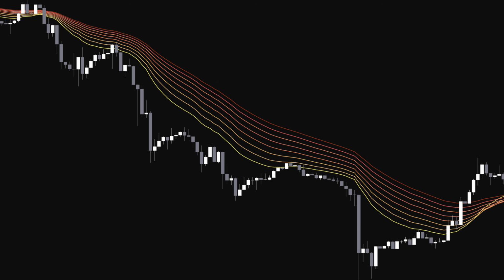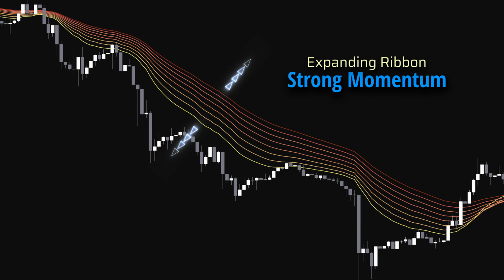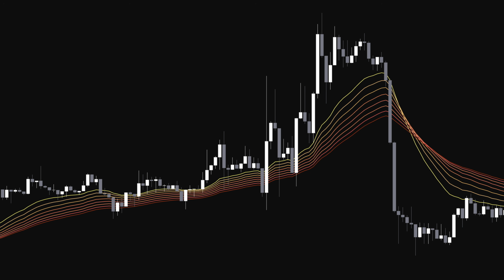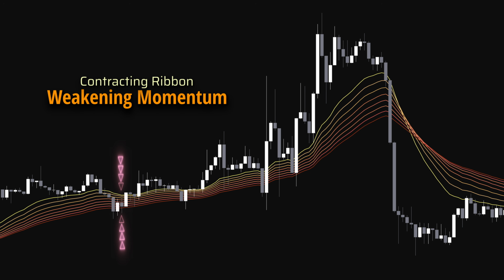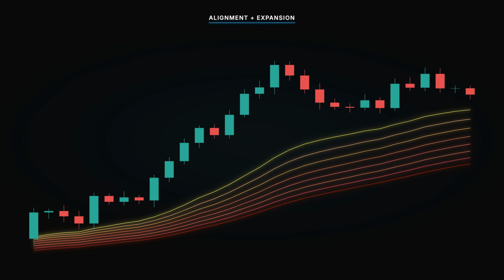The second condition is expansion. A stacked ribbon that's fanning apart tells you the trend has momentum behind it. A stacked ribbon that's contracting tells you the move is running out of energy, even though the order still looks correct. You want alignment plus expansion together before committing to a direction.